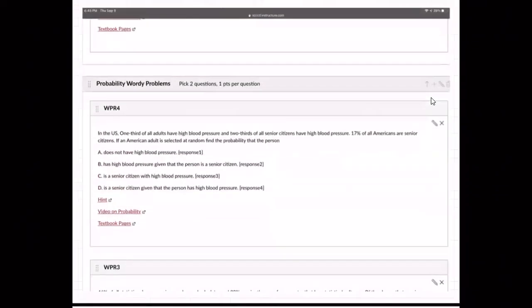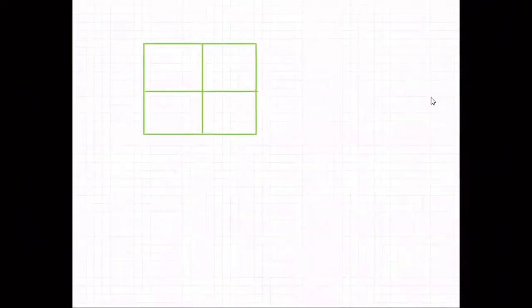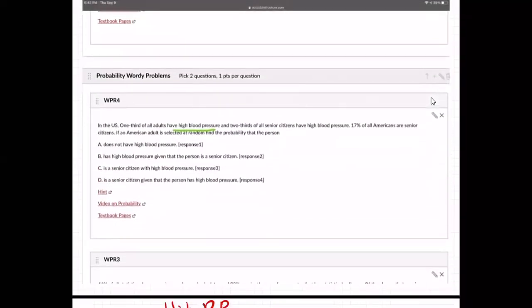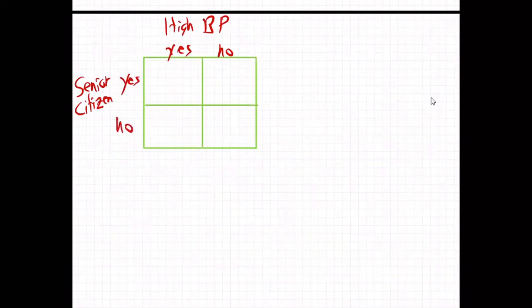Now, what are the two characteristics? Well, one of them is whether people have high blood pressure or not. So the two characteristics that you can have or not have, one of them is high blood pressure. Yes, they have high blood pressure, or no, they don't. Did you notice the other characteristic? Whether they're a senior citizen or not. Senior citizen. Yes, they're a senior citizen. No, they're not. Okay. All right.